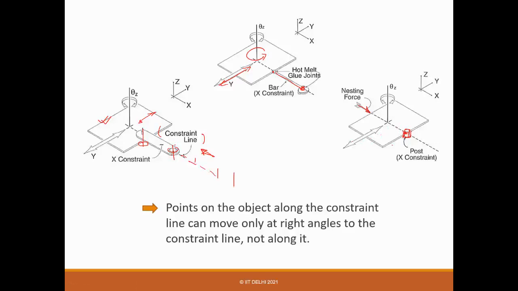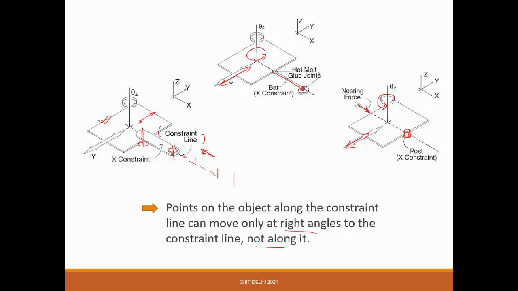So at that point, whether there is a motion possible. This is what we will be talking about all the time. We are not talking about very large motions. We are talking about instantaneous motion, right? So what it says: points on the object along the constraint line can move only at right angles to the constraint line, not along it, right? I think this is very important, right angles.